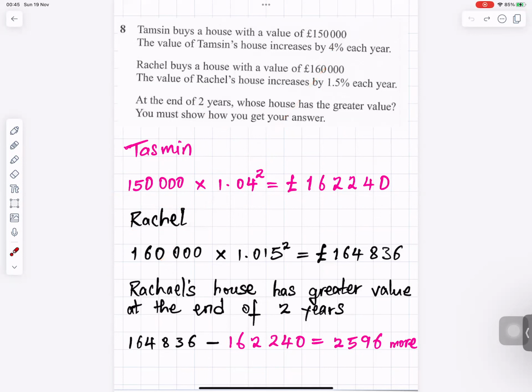160,000. You get the multiplier. You add 100 and you divide by 100. It gives you the multiplier. And the 2 is for 2 years, and that gives you 164,836. So Rachel's house has greater value at the end of 2 years, because when you subtract them, you get 2,596. So Rachel's house has greater value.